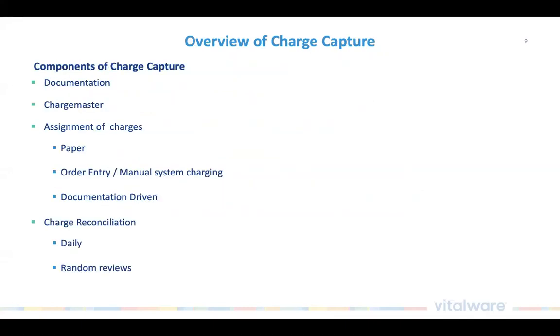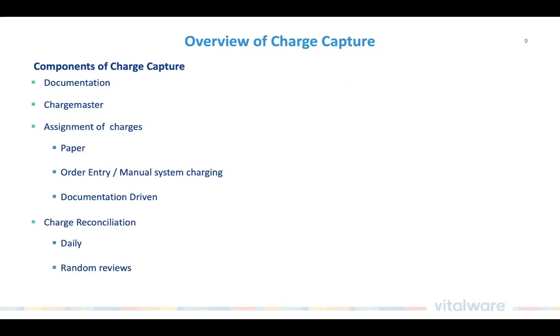So when we look at the overview, we talked about documentation and charge master, but the assignment of charges is really quite different depending on the facility, even within the department. So some people are still on paper. Some doctors' offices that submit charges are still on paper or charge slips, some clinics. Others on order entry, manual system charging through a Meditech or a Cerner. Others are documentation driven, meaning respiratory therapy does an aerosol, they document the aerosol, it's charged out.